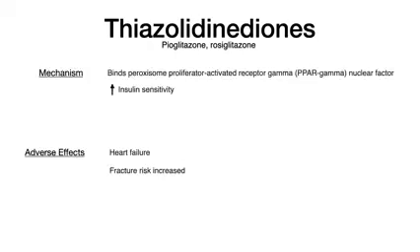The next one is the thiazolidinediones, and that's the hardest one to say by far. These are your drugs that end in glitazone, so pioglitazone and rosiglitazone. The mechanism of the TZDs, as I will call them because I do not want to pronounce that drug name again, is that these bind to the peroxisome proliferator activated receptor gamma, or PPAR gamma, binding site, which is just a nuclear factor. And the net effect of that nuclear factor is to increase insulin sensitivity.